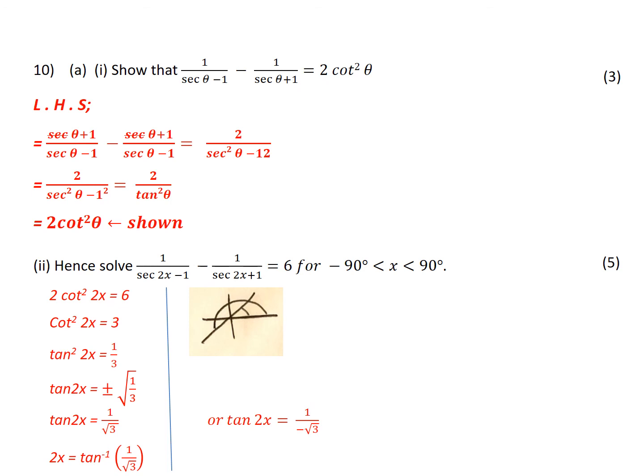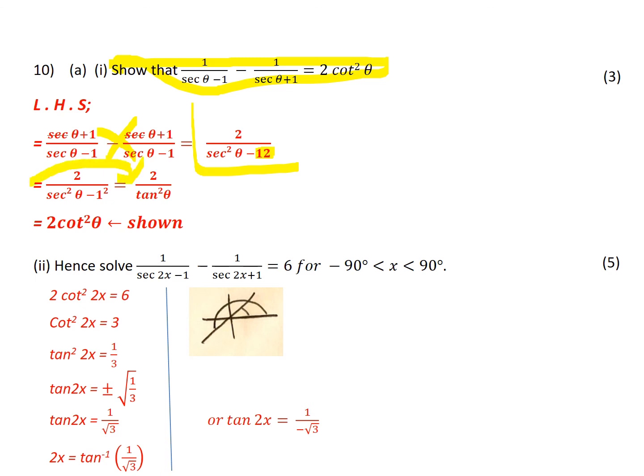Question 10. The question then asks me to show that this equation is equal to this equation. Now again we will cross multiply and we will use, as you remember, the formula tan squared theta is sec squared theta minus 1, which means that we can easily put this 2 is the power of 1. Now we can easily go from this equation to this equation.